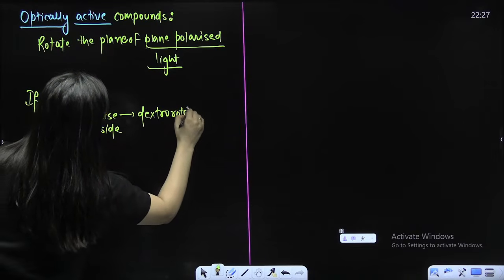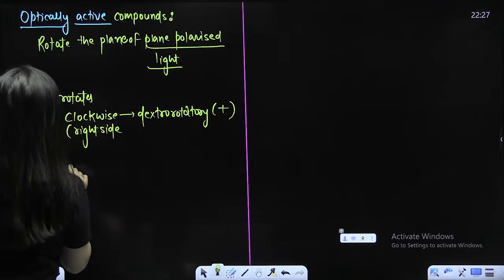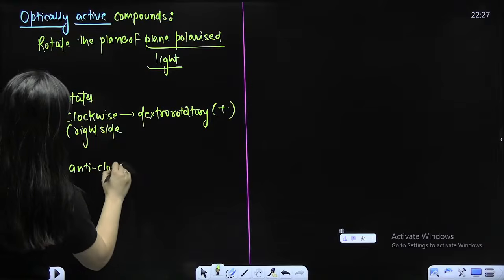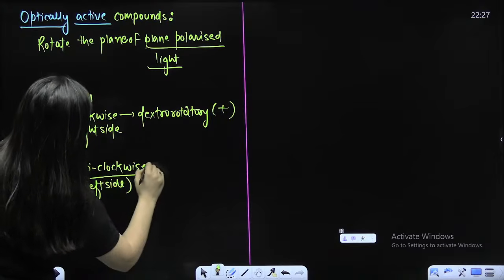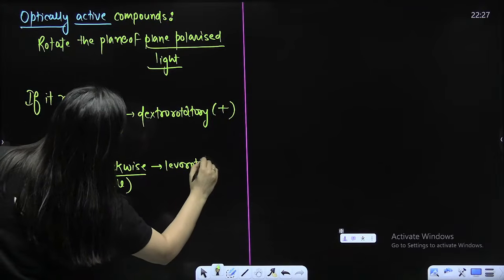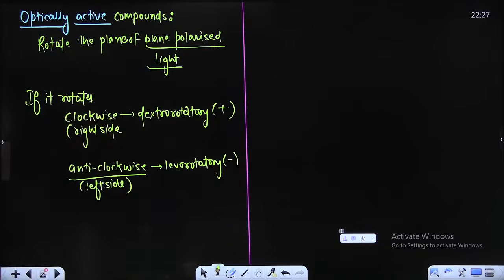Dextrorotatory, plus. If it rotates anti-clockwise, then it will be the left side, and it will be levorotatory. That is minus. Is that clear? Sure, everyone?